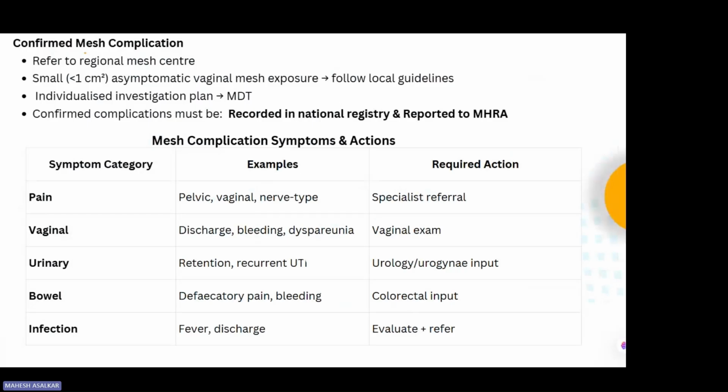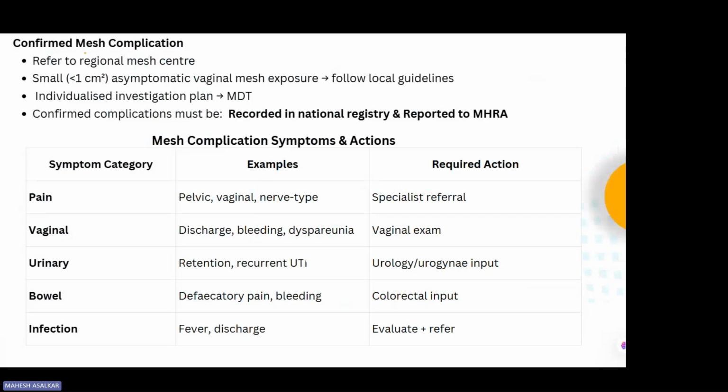Now here there can be a question. Your scenario may mention that the patient has undergone some mesh operation and you have detected some mesh complication, and they will give you the examination findings. Then the first thing is you have to refer the patient to the regional mesh center. That is the initial management.